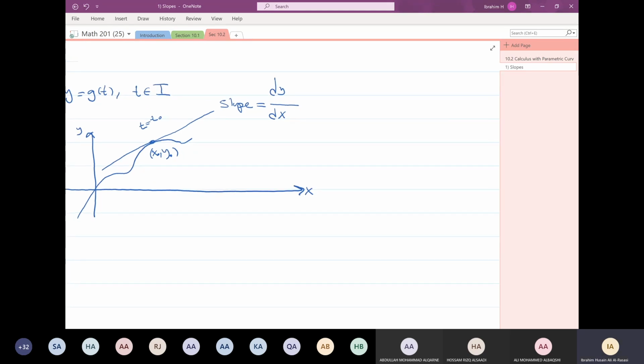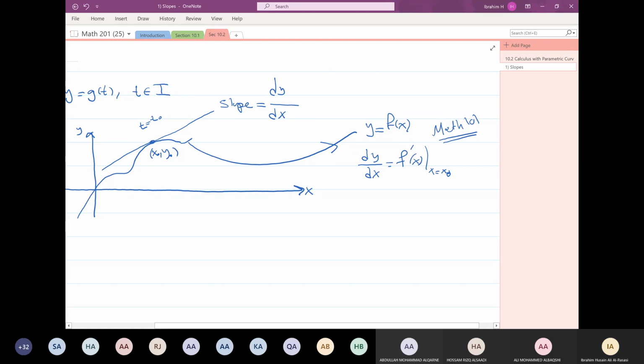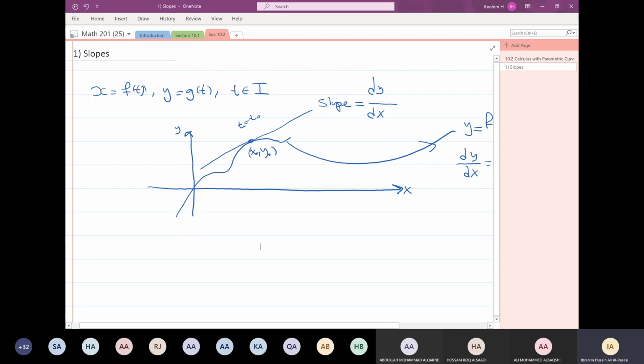But pay attention. If the curve is described by a Cartesian equation y equals f of x, then how do we find dy/dx? It is the derivative, just f prime of x at x equals x0. This gives us the slope if the curve is described by a Cartesian equation. So this is Math 101. But in Math 201, the curve is not described by a Cartesian equation.